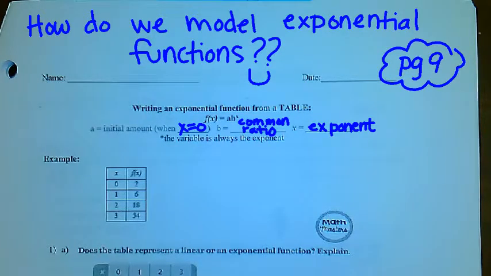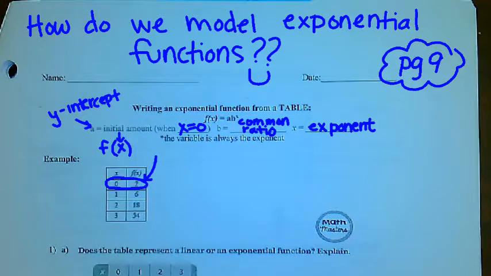So when I say that x is equal to 0, I'm saying f of x when this is equal to 0. So the initial amount in example 1 would be right here, because x is equal to 0. Again, remember a is our y-intercept. Just to review, this is our y-intercept. So this is going to be our a value right here. 2 will be our a value.